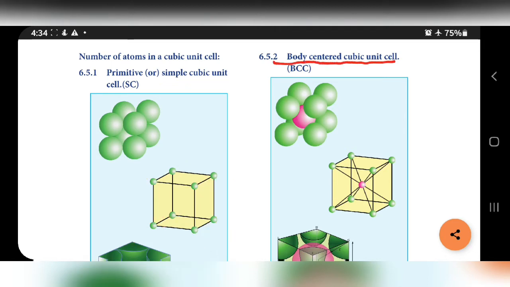Body center cubic unit cell means in this unit cell also atoms are present at the corners. Additionally, an atom is present at the center of the body, the center of the unit cell, that is this atom. Body center cubic means here atoms are present at the corners and also at the center of the unit cell.